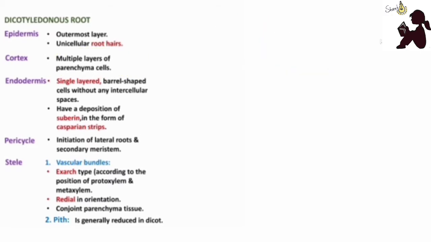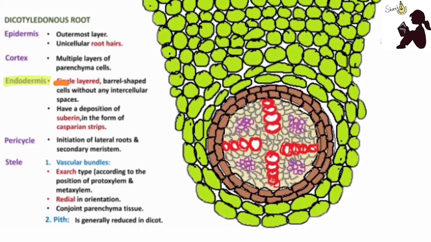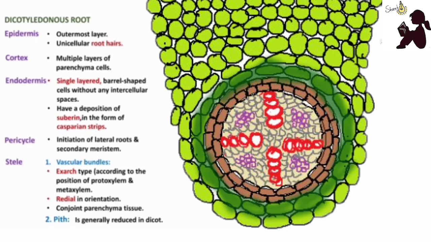Now next to the cortex there is a single layered area called endodermis, and in this area cells are barrel shaped and there are no intercellular spaces between the cells. And the most important thing about the endodermis, the tangential as well as the radial walls of the endodermal cells have a deposition of water impermeable waxy material called suberin in the form of a stripe known as Casparian stripe, and it produces root pressure.